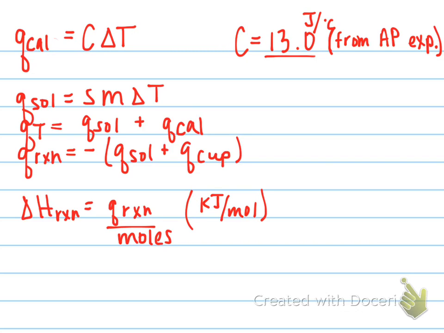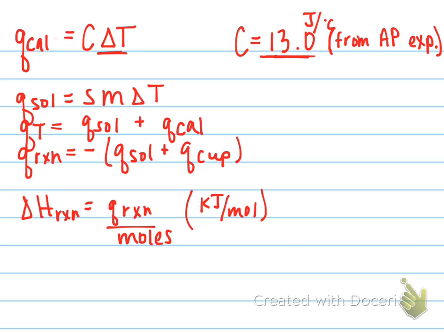The calorimeter constant of the calorimeter that we use, the styrofoam cup, was determined by the AP class earlier in the year. It has a value of 13 joules per degree Celsius. So it basically holds 13 joules for every degree Celsius that the temperature moves. That affects our calculations a little bit, but they already did that trial and analysis for us.